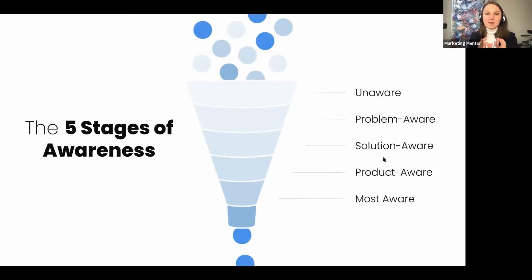So when you think about your marketing this way, you realize that I might be trying to use a hammer to move everyone to consultations, when really I need to be using a hammer in solution aware, product aware, most aware, but in problem aware, I need to be using a screwdriver. I need to be using a different tool.